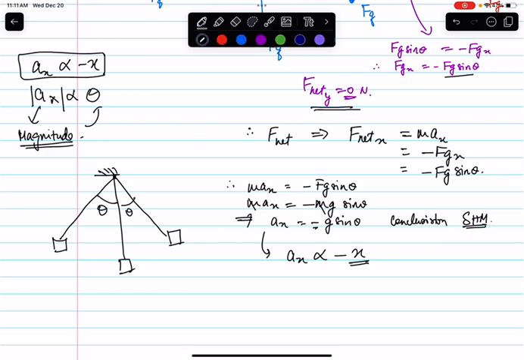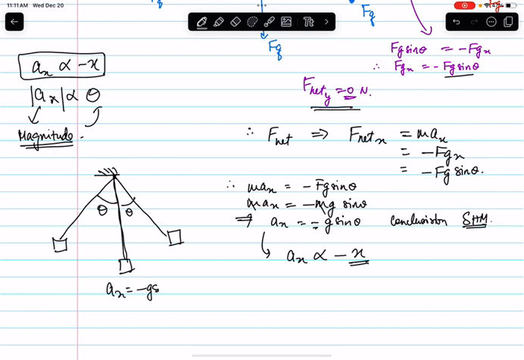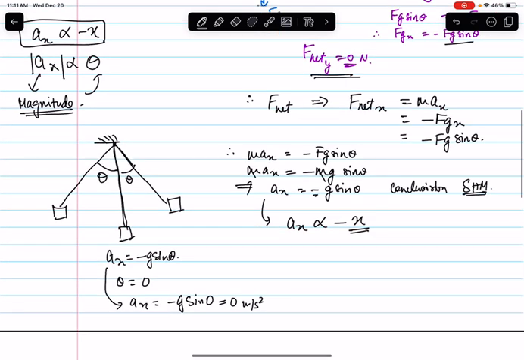What you'll see is that at this position where the acceleration in the x is negative g sine of theta, over here theta in the equilibrium position is 0. So therefore the acceleration in the x direction is negative g sine of 0, which is 0 meter per second squared. Okay? But then suppose if you go all the way to the right, then theta is rising, correct? So what we can see is that if theta rises, then sine of theta will also rise.